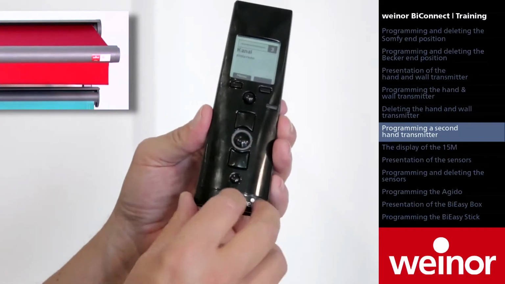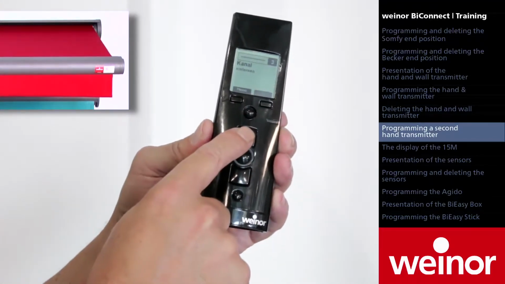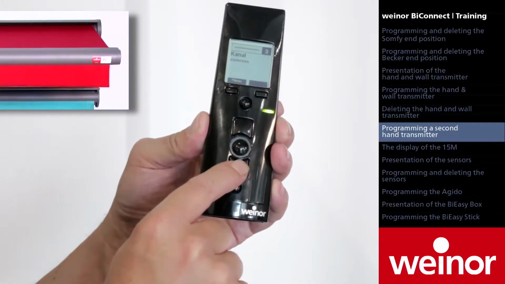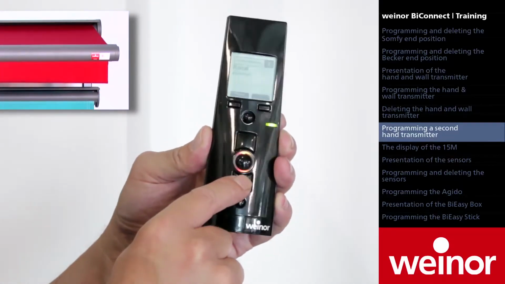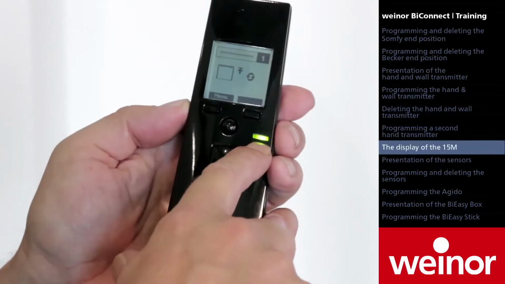The awning retracts and extends. Please press the retract button while running in. The awning will acknowledge. And press the extend button during ascending. The hand transmitter has now been programmed. The display of the 15M.